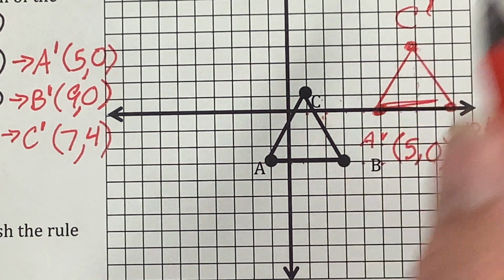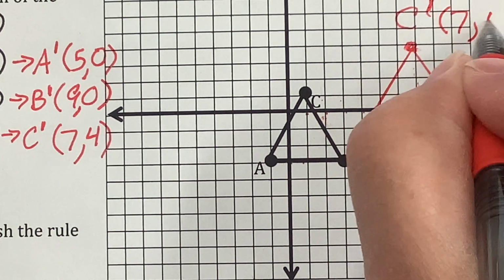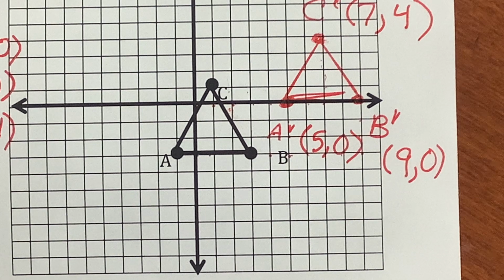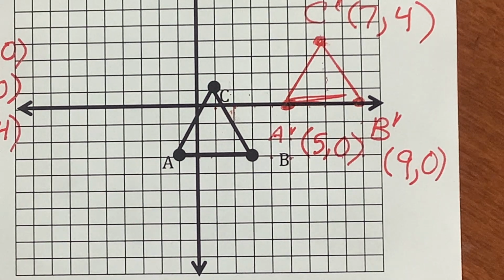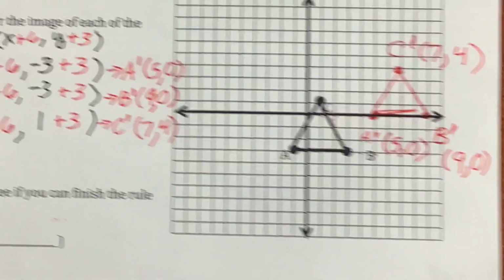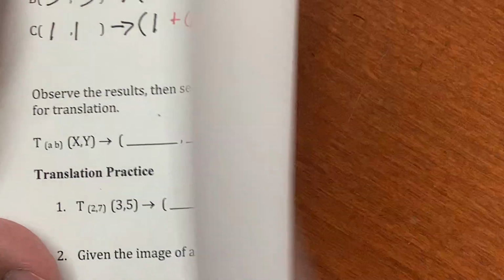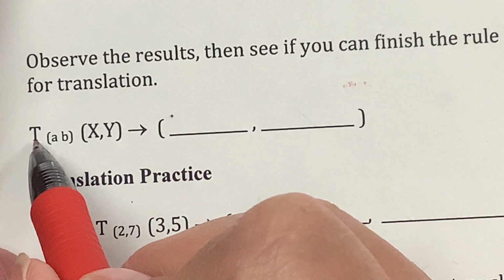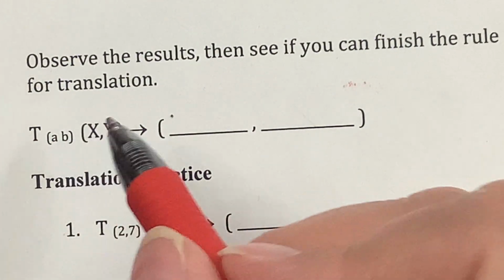1, 2, 3, 4, 7, 4. That one's correct also. So that's how you do these problems. You add the same number to the x and all the same numbers to the y, and you should be fine. So let's take a look at how that would look as, here's a translation AB.